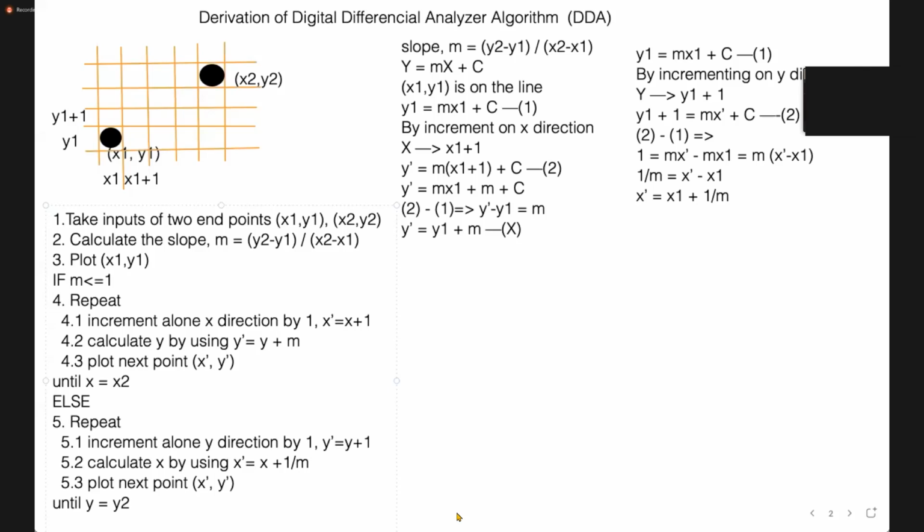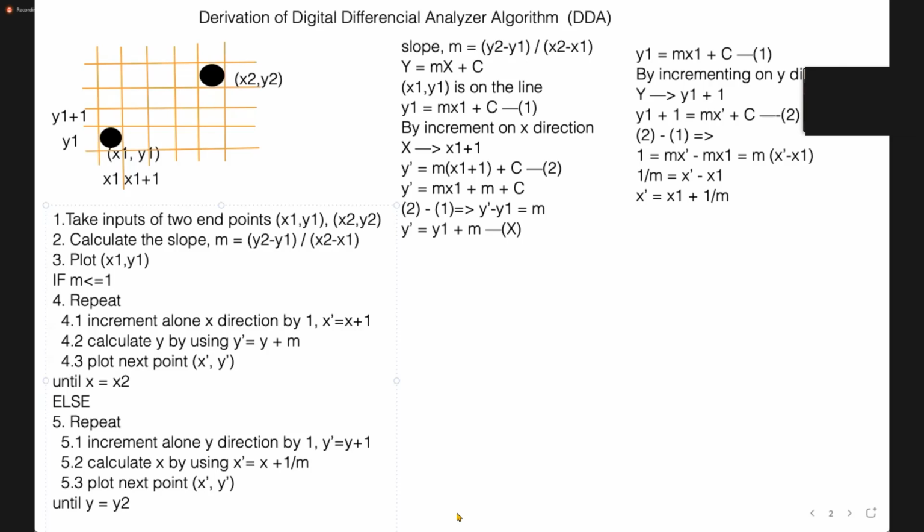Digital differential analysis algorithm is this one. It covers whether the slope is less than 1 or greater than 1. How does it work? If the slope is less than or equal to 1, we increment the x coordinate by 1 and calculate y. We calculate it by using y dash equals y plus slope, and round it and plot the point.